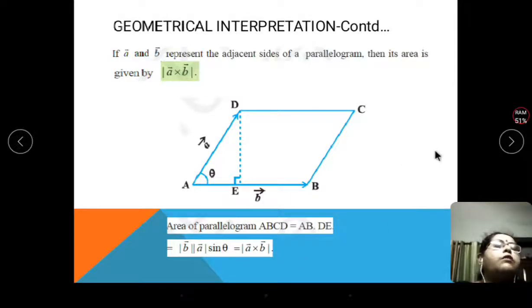So that is all for the vector product. In the next class, we will talk about the product of three vectors, or what we call the triple product.